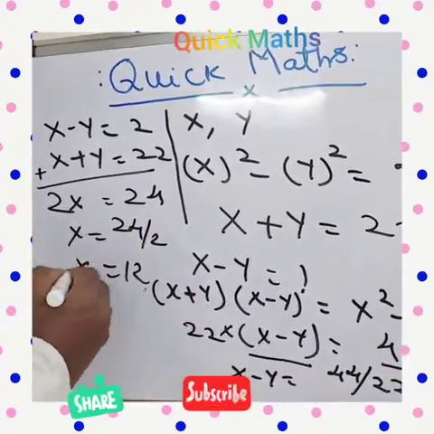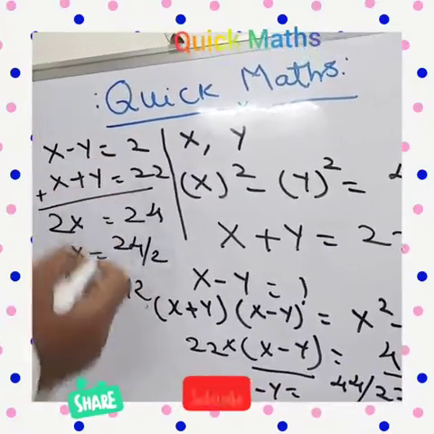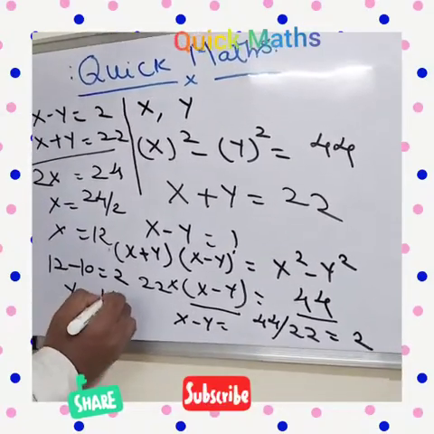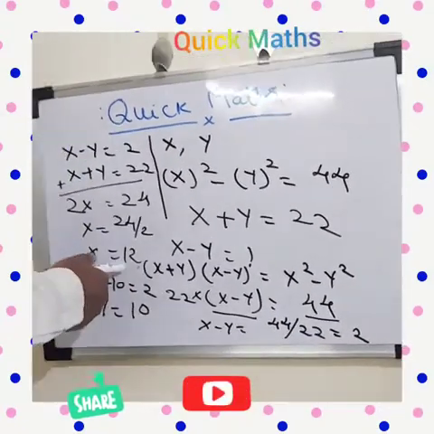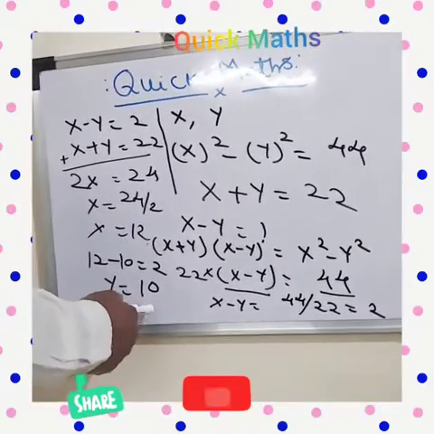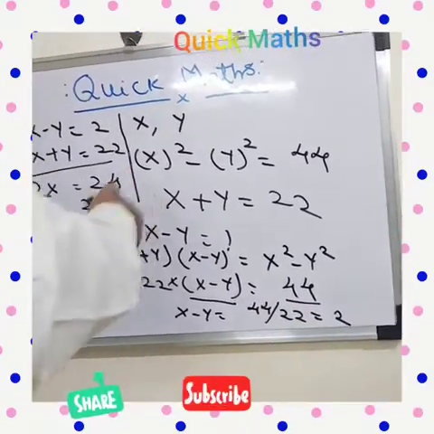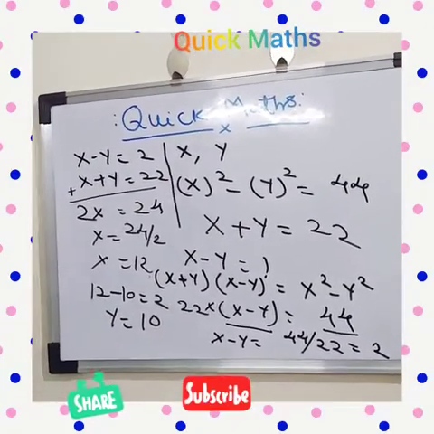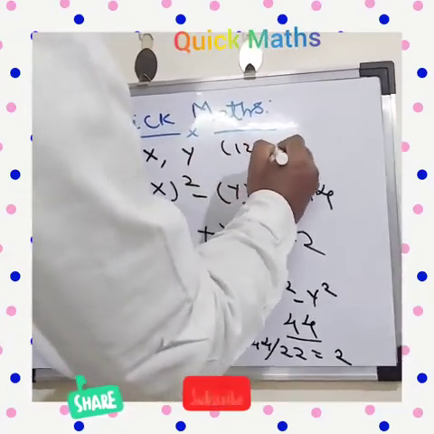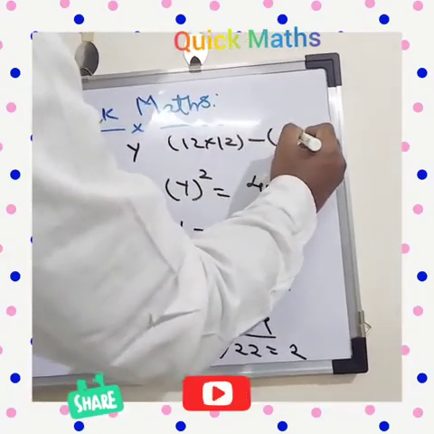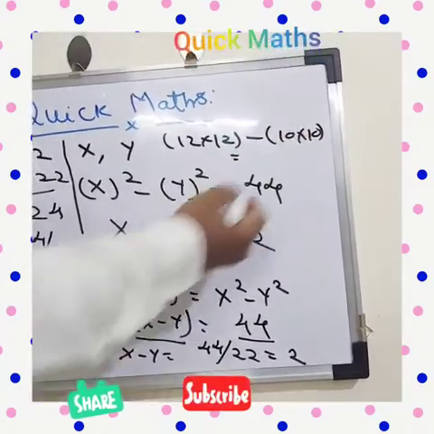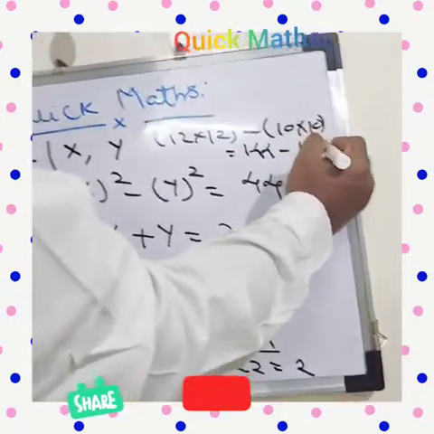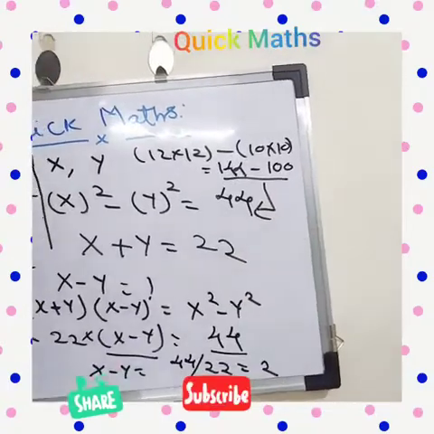So x is equal to 12. Then what is the value of y? 12 minus 10 is equal to 2. So y is equal to 10. Your answer is correct, because when you subtract 10 from 12, you get 2. And even if you check the square difference, 12 square minus 10 square is 144 minus 100, which is 44, because 12 into 12 is 144 and 10 into 10 is 100. So your answer is correct.